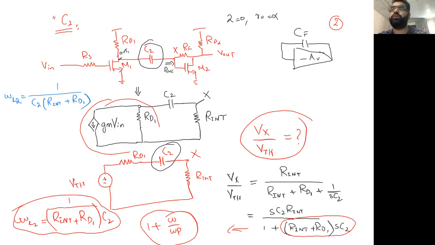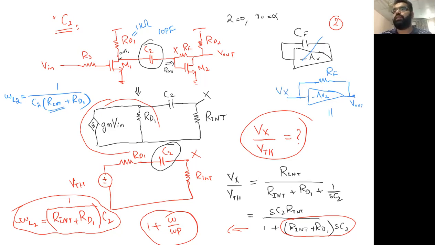We know the value of C2, which was given to us as 10 picofarad. We know RD1, which was given to us as 1 kilo ohm, but we don't know R intrinsic or R internal. So for R internal, we can see some analogy that we have again an amplifier, which is M2. So I'm saying minus AV2. We have some resistance RF, which is in between these two terminals. And at this point we have a V out, and at this point we have a terminal known as Vx.